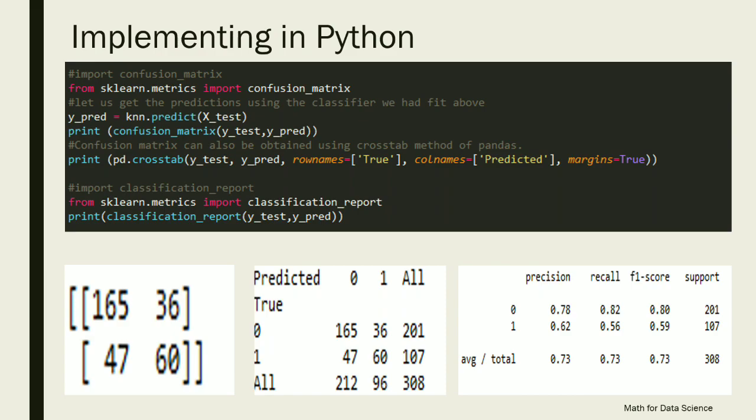Now, we will implement this in Python. Firstly, the library that is used is sklearn.metrics. From that, we will be importing confusion_matrix. Okay, this is the way we are importing confusion_matrix.